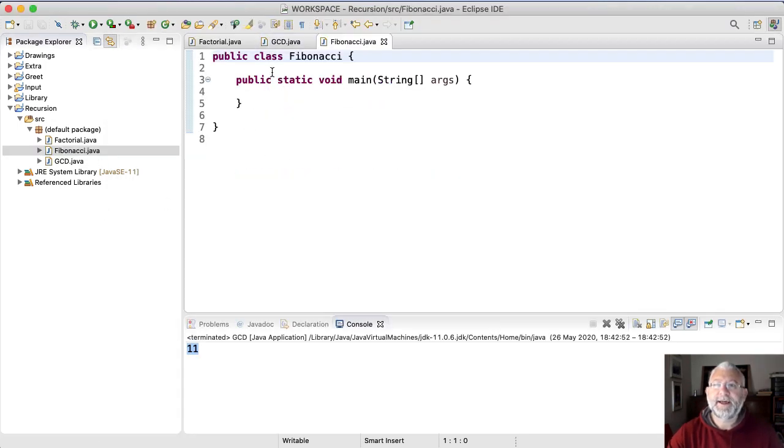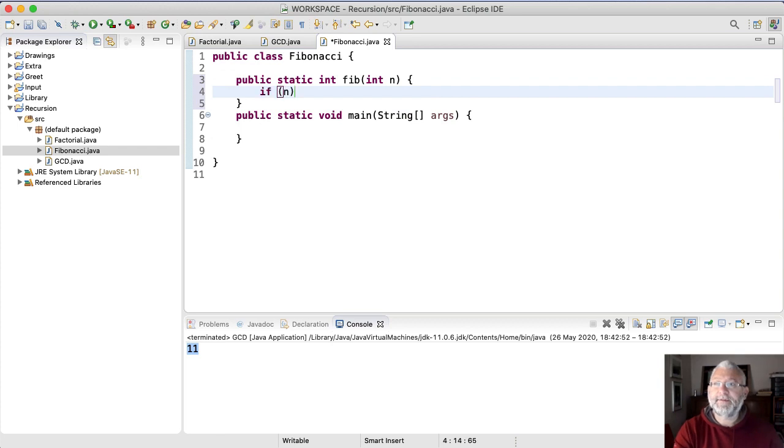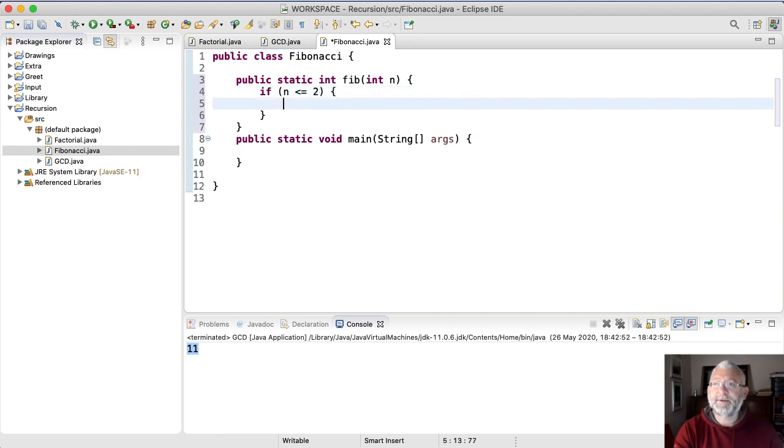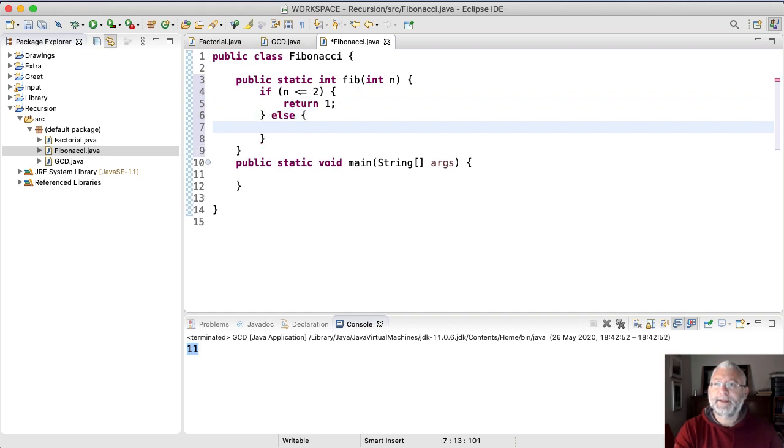So we can write that in here. Public static int for the nth number. Well, if n is less than or equal to 2, then the answer is 1. Else, the answer is the n minus 1 Fibonacci number plus the n minus 2 Fibonacci number.